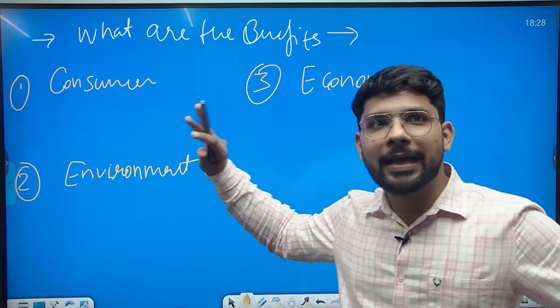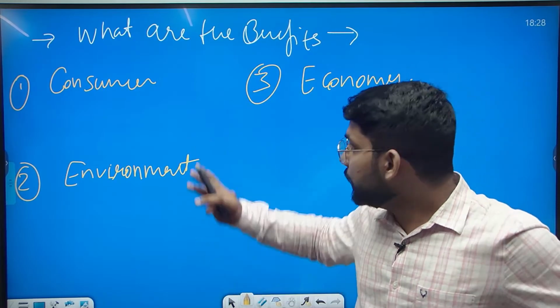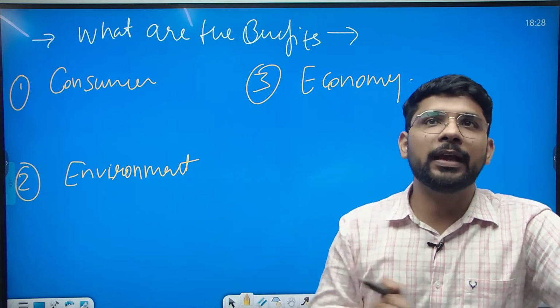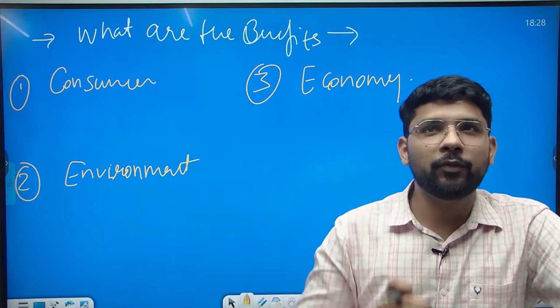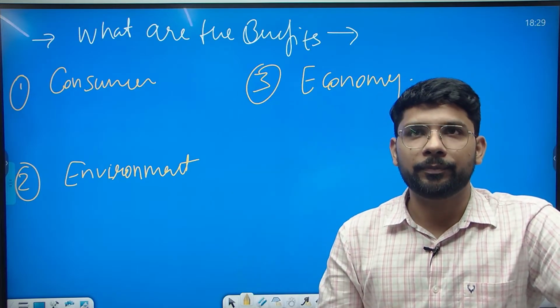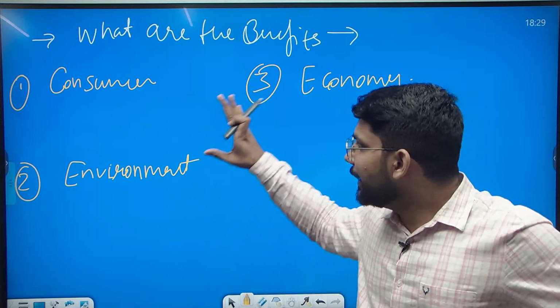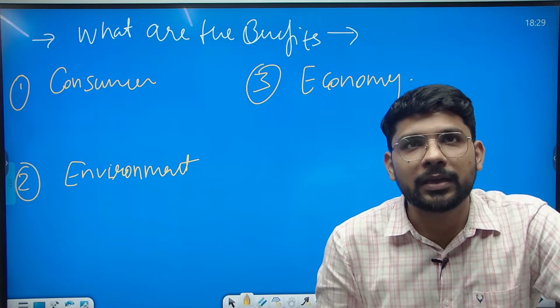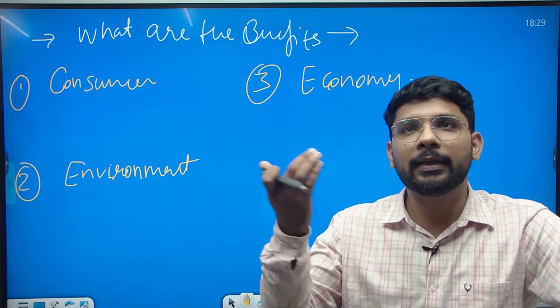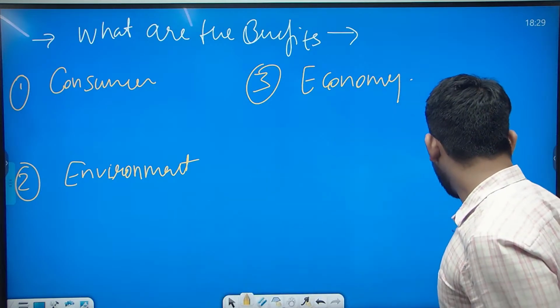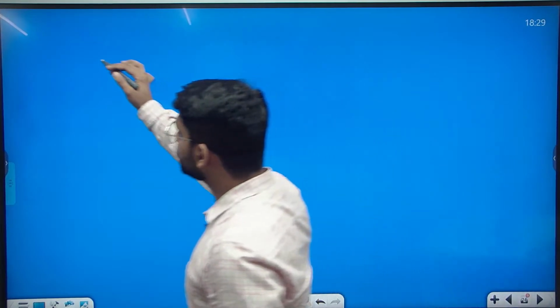So we can divide the answer into three parts. One, benefit for the consumer. Second, benefit for the environment. Third, the benefit for the economy, for generation of electric energy from the sunlight. In the first part, we will write about these three, with subheadings: consumer related, environment related, and economy related. Now let's come to the first part, which is the consumer related.